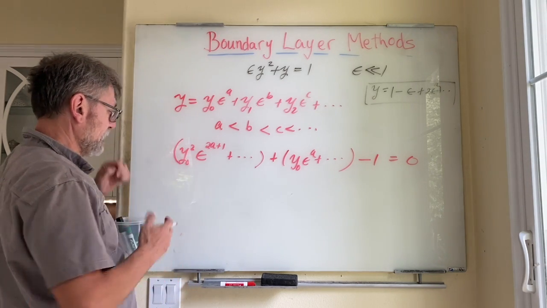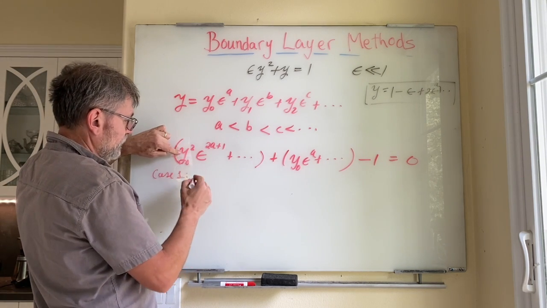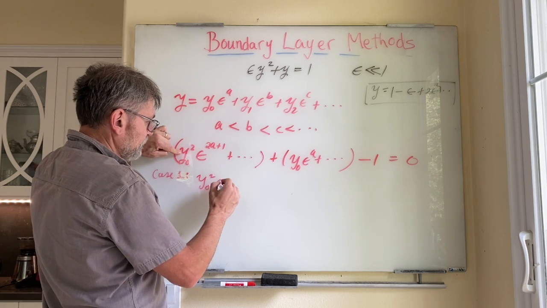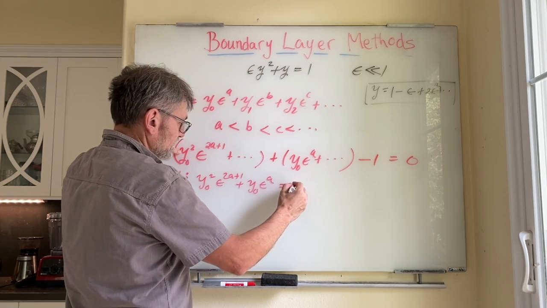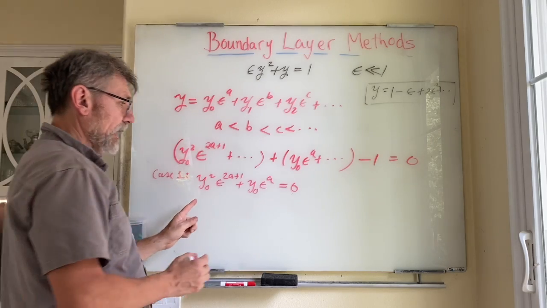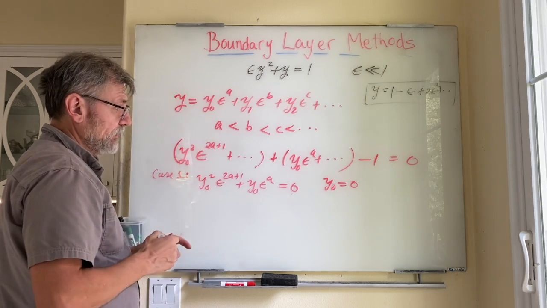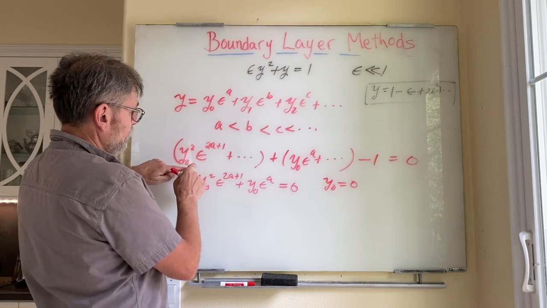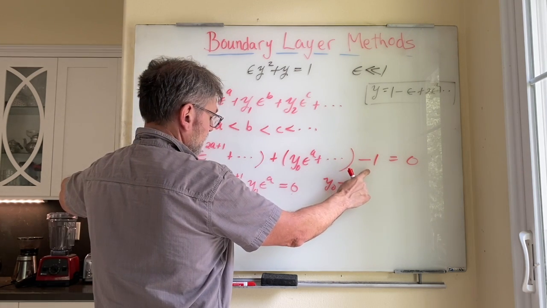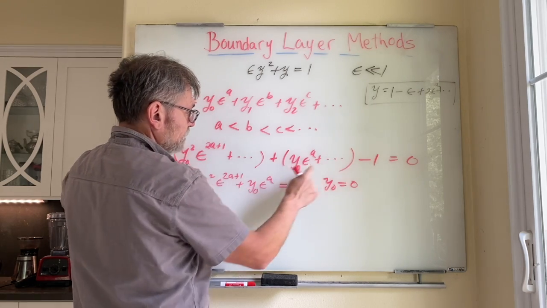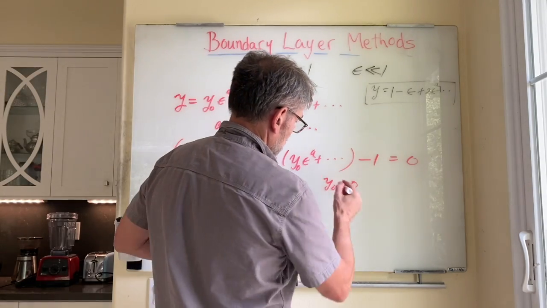So let's look at case 1. Case 1, where this term and this term balance. So that means that y naught squared epsilon to the 2a plus 1 plus y naught epsilon to the a equals 0. And that would mean either y naught is equal to 0, that's one possibility. But that's not a very interesting one, or even a possible one, because we're getting a contradiction, because we assumed that these two were the big terms, and that they were bigger than the minus 1. But if y naught is 0, then this is bigger than these two terms, and that cannot be the dominant balance. So this possibility, we can rule out.